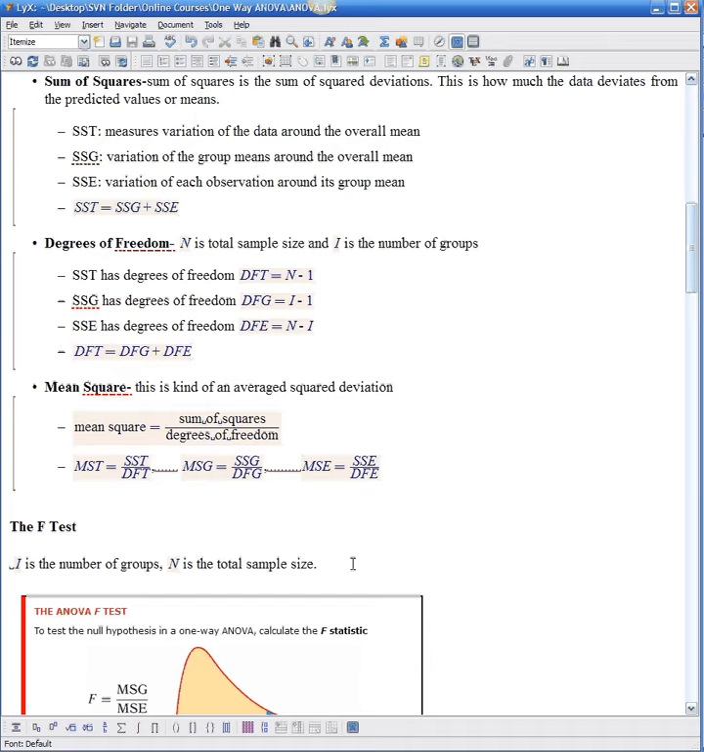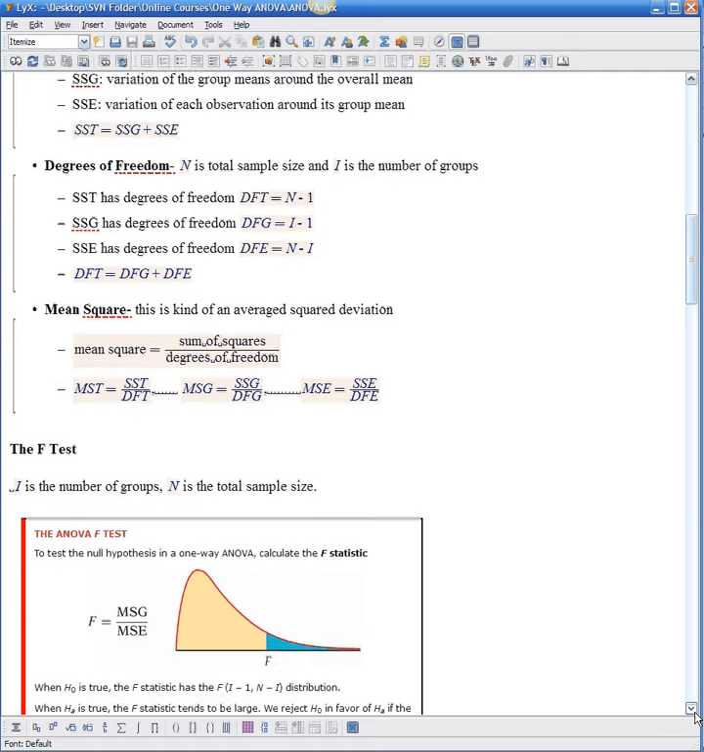Okay, you also have mean squared error. This is something that comes up in a lot of different statistical tests. But mean square is a kind of average squared deviation, and what you do is you just take the sum of squares and divide by degrees of freedom. So if you want the mean squared total, then you just do sum of squares total divided by degrees of freedom for the total. Okay, MSG equals SSG over DFG, and MSE equals SSE over degrees of freedom for the error. Okay, so it makes it easy to find.